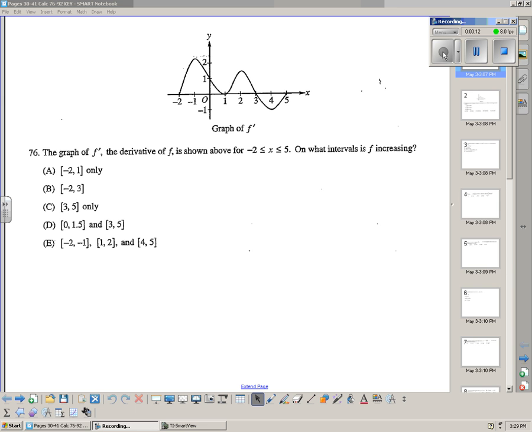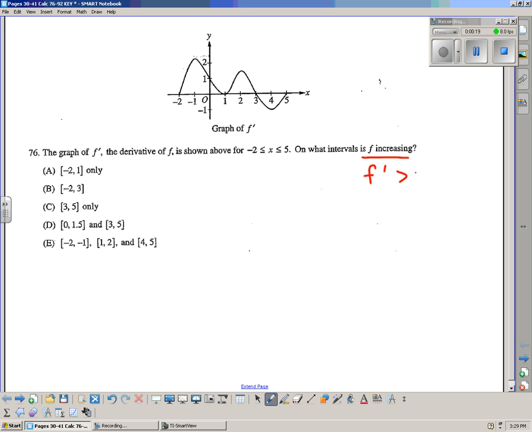The graph of f prime, the derivative of f, is shown. On what intervals is f increasing? F is increasing when f prime is positive, so you could make a number line. I'm not going to do that. I'm just going to look to see where this graph is above the x-axis. So it looks like it's above from -2 to 3, and there's your answer. If you wanted to make a number line, you would pretty much do the same thing, except at 3, your sign's changing. This is a very easy question.